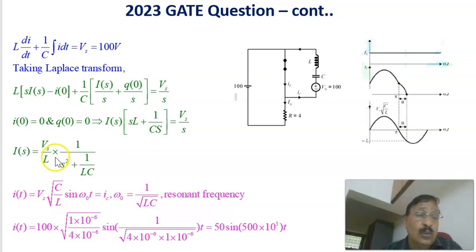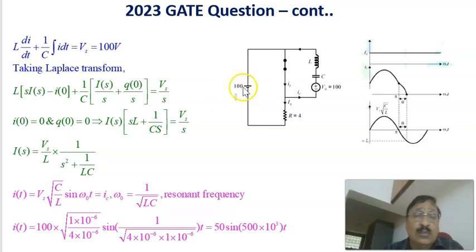Therefore, omega naught equals 1 by root of LC, and this becomes Vs times root of C by L, times the inverse Laplace transform, equal to sine omega naught t. This is the equation for the current through this loop, which is the capacitor current IC, where omega naught equals 1 by root of LC, called the resonant frequency of this LC circuit.